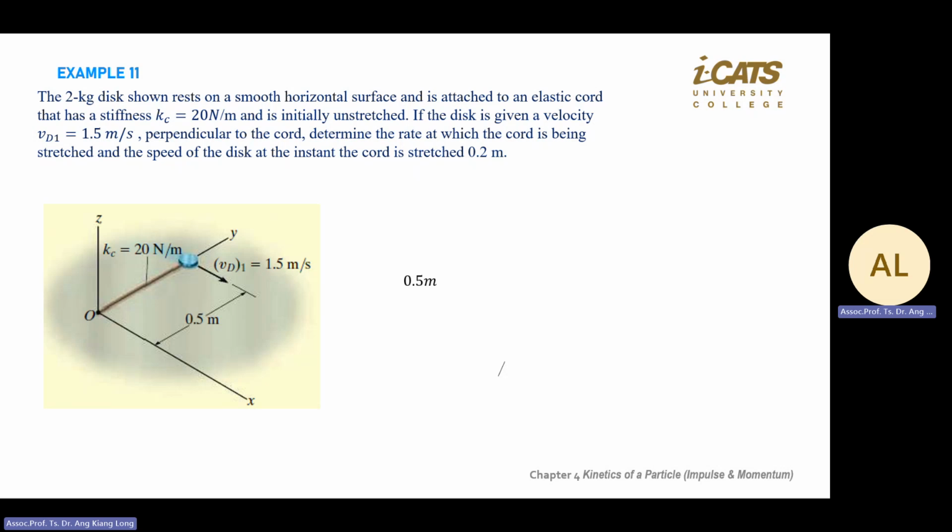Determine the rate at which the cord is being stretched. The rate at which the cord is being stretched means you find the dl/dt of this cord. And the speed of the disc, you need to find the speed, which means the velocity V, at the instant the cord is stretched 0.2 meter. So you derive the equation using the principle of angular impulse and angular momentum. You derive that one, and then you substitute all the values there.